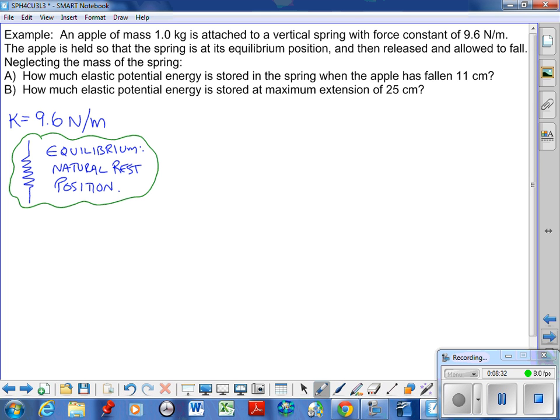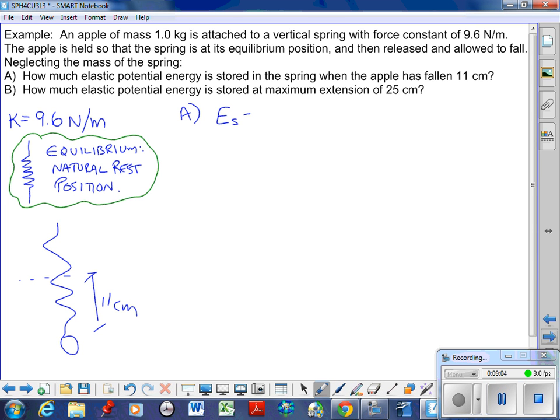So then we release it and it's allowed to fall, and what we're going to do is neglect the mass of the spring. So question A here: how much elastic potential energy is stored in the spring when it's fallen 11 centimeters? So what's happened is you've stretched the spring. We've got that apple on the end. Because it's been stretched from its equilibrium position by 11 centimeters, it's stored energy. The spring wants to pull that apple up.